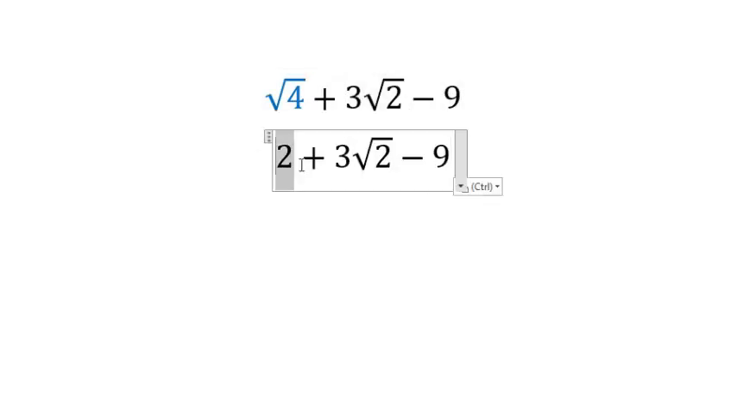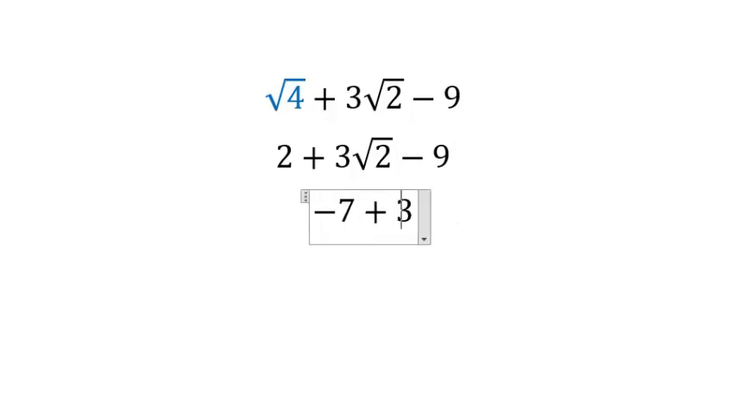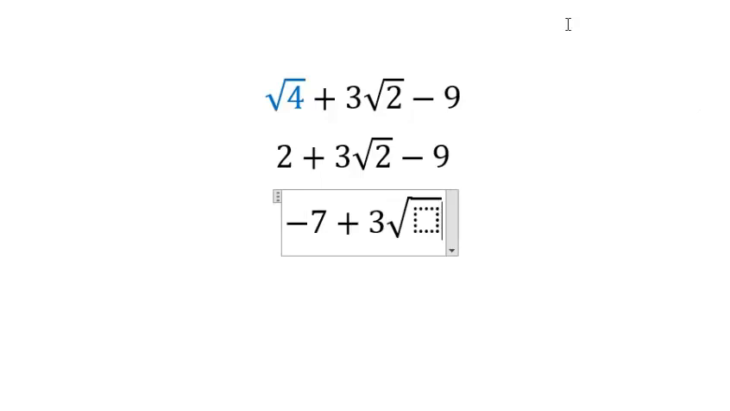Yes? You're going to copy the rest. And now you see that this is a number. This is also a number. Yes? So you can operate those two. 2 minus 9 will be negative 7, right? Negative 7 plus 3 square root of 2.